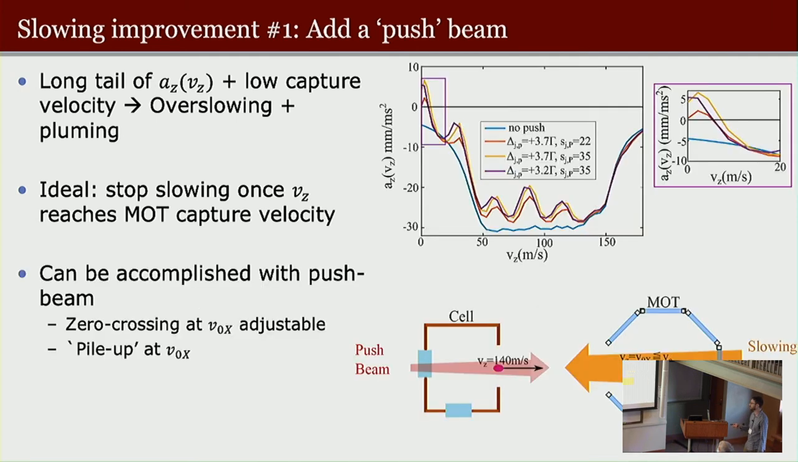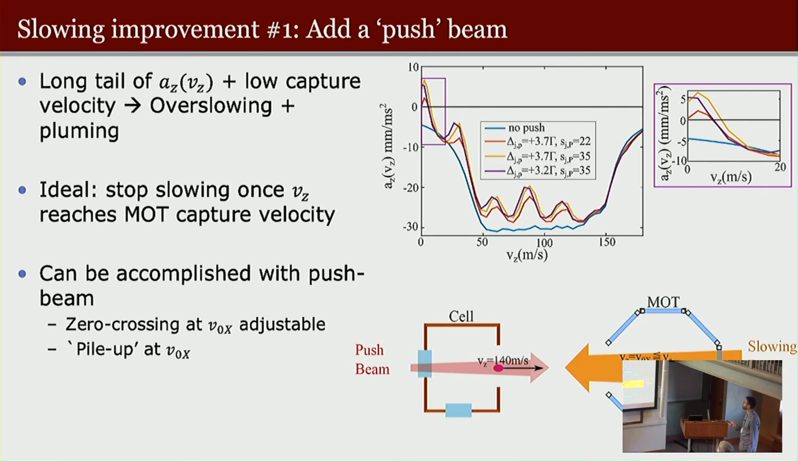And for me, the simplest way to do that would be to just add a mirror window from the back here and shine in what I'll call a push beam. Unlike the slowing beam, which is very broad and talks to this whole velocity distribution, the push beam is more near resonance. What you can do there is create this kind of bump in your deceleration profile and induce this zero crossing. You can induce this kind of hard cutoff that I was referring to.